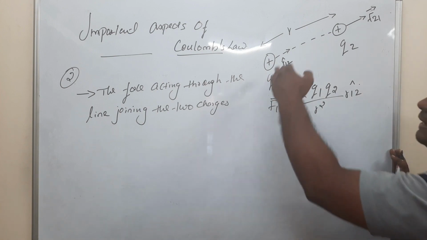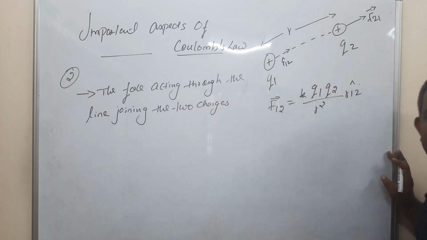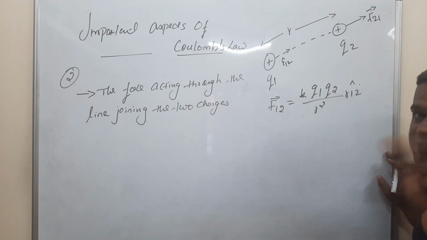Okay, so since the force acts along the line, we take a unit vector acting along that line. Magnitude into direction, so we take the unit vector. So the unit vector will give the direction of the force.